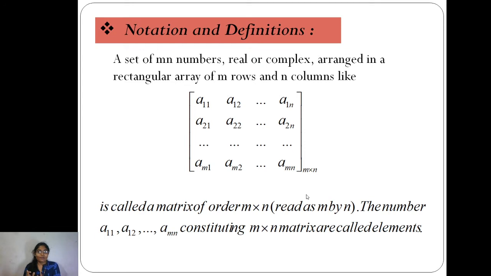That means m by n, which we will read as m by n: m rows and n columns. m by n is called a matrix of order m by n. Read as m by n. The numbers a11, a12, dot dot, amn constituting the m by n matrix are called elements.